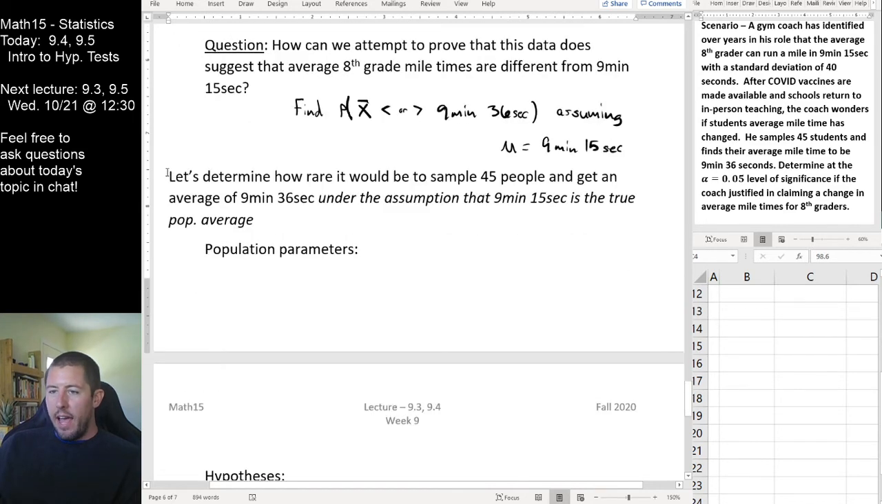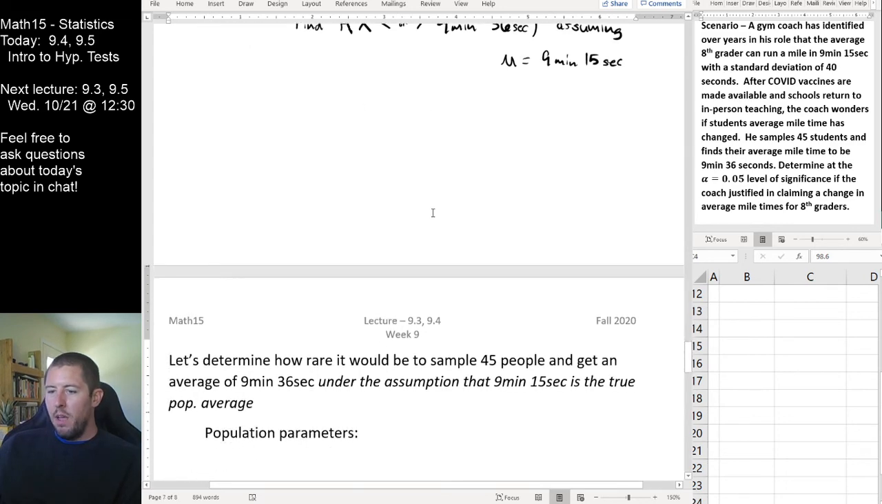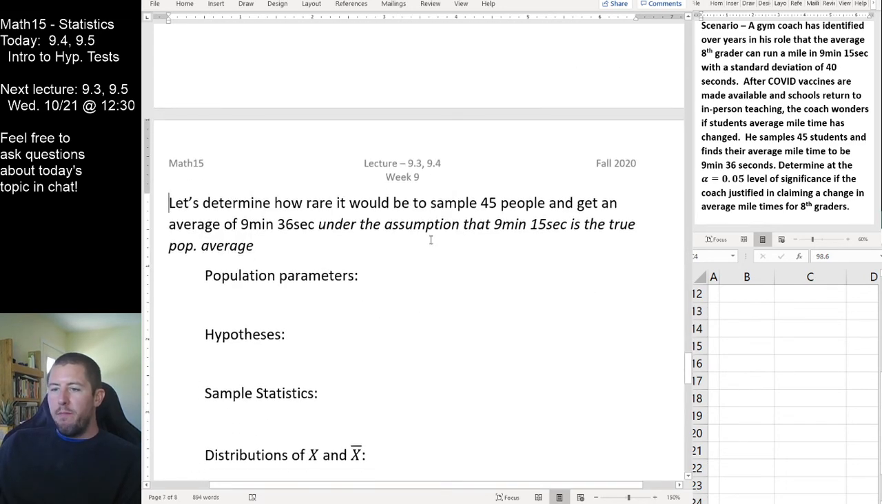So let's go ahead and do our same steps right here, but we'll get through them a little bit quicker. Let's determine how rare it would be to sample 45 people and get an average of 9 minutes and 36 seconds under the assumption that 9 minutes and 15 seconds is true, right? This part that I have in italics right there is so important.